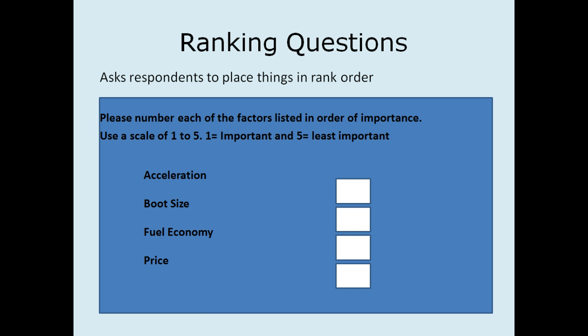Rank questions could be very useful, where people can put things in priority order. So here we've got, please number each of the factors listed in order of importance. This is a questionnaire looking at trends in people buying new cars. The instruction is, use a scale of 1 to 5, 1 being most important and 5 being least important. Is acceleration important? Then they have to put 1 to 5. Boot size, economy, price.